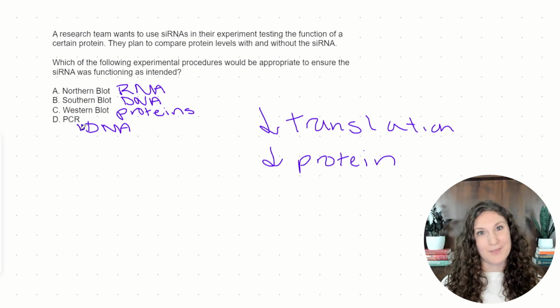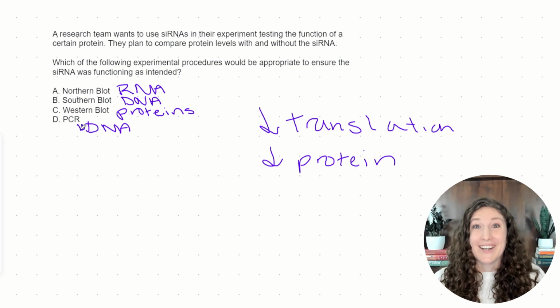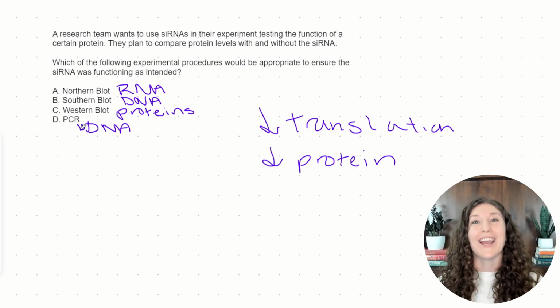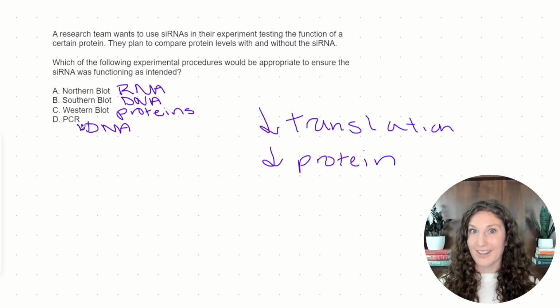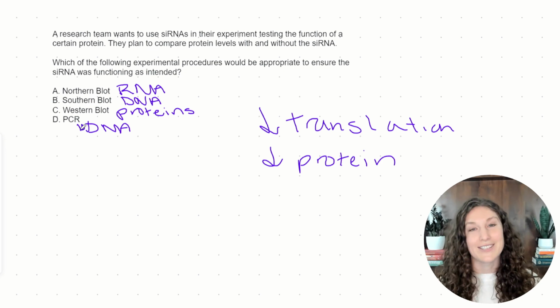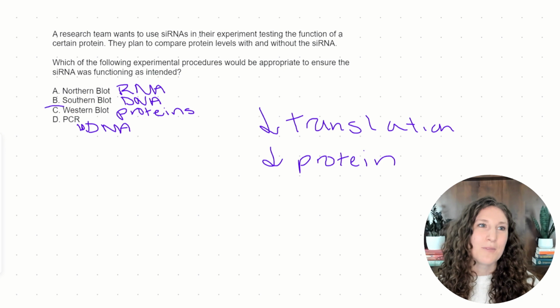Now, I know it's tempting to go for northern blot because you're like, well, this is about siRNAs. This would measure siRNAs. But a northern blot would only show us that we have siRNAs, not that they're working, right? It would just show that they were there, but it wouldn't necessarily show us if they were working. How do we know if they're working? We have to look at the outcome, and the outcome is going to be whether or not we've decreased protein levels. So what we're looking for is a way to measure protein levels with and without siRNAs, because that's going to let us know if it actually decreased translation. And the only one that matches that is our Western blot.